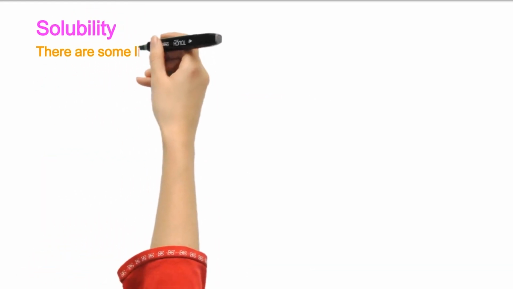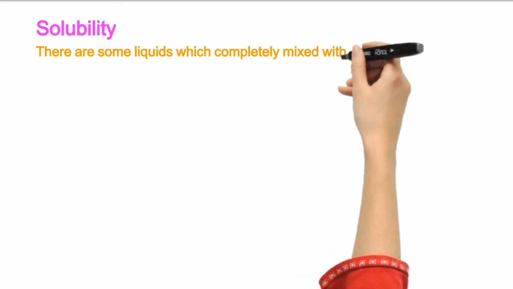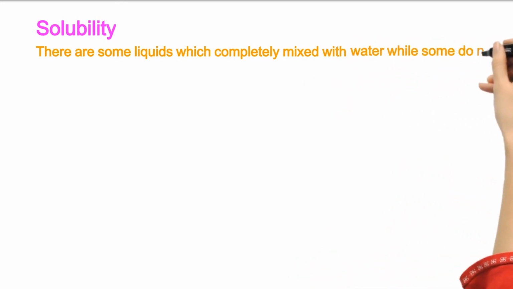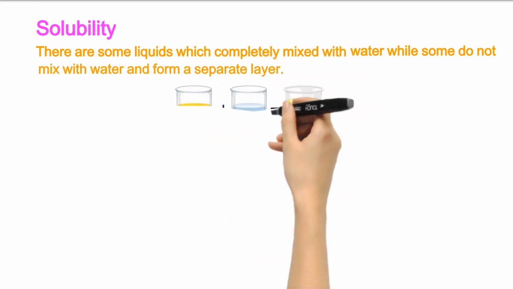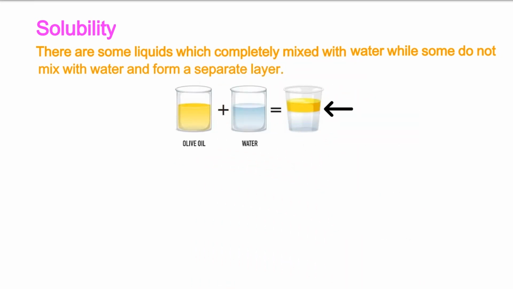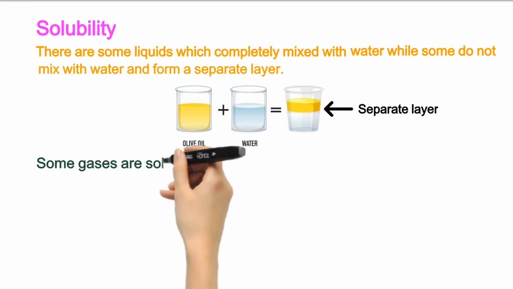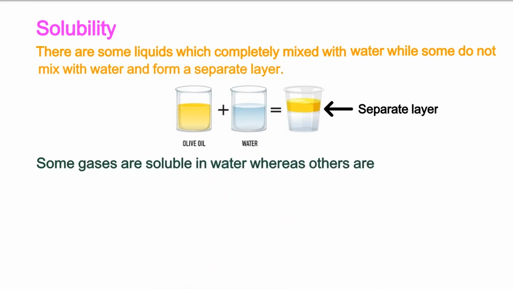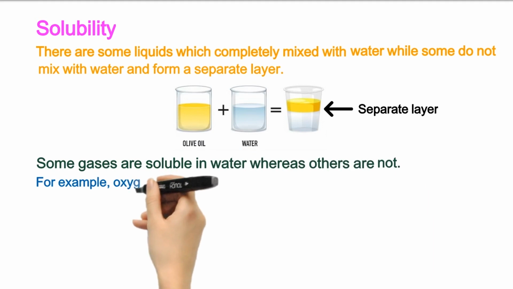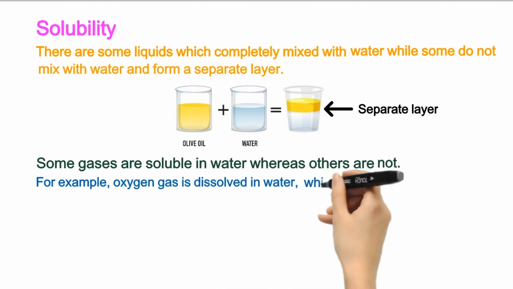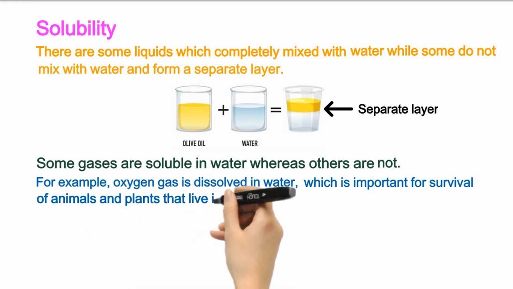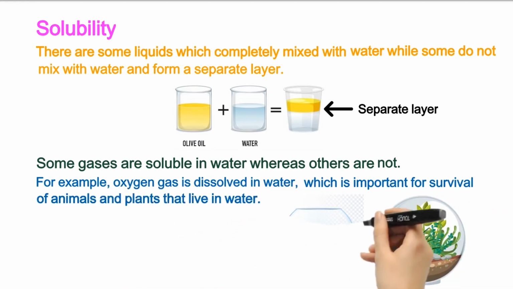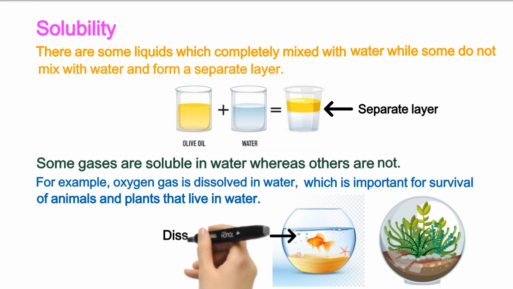Insolubility. In case of liquids, there are some liquids which completely mix with water, while some do not mix with water and form a separate layer. You can see in this picture, a separate layer of oil above water. In case of gases, some gases are soluble in water, whereas others are not. For example, oxygen gas is dissolved in water, which is important for survival of animals and plants that live in water. You can see the fish floating in water uses dissolved oxygen.